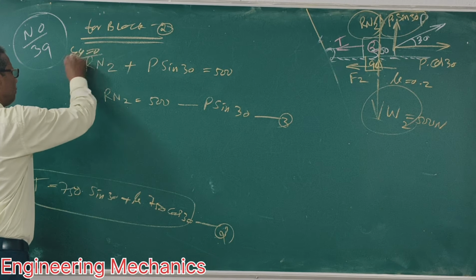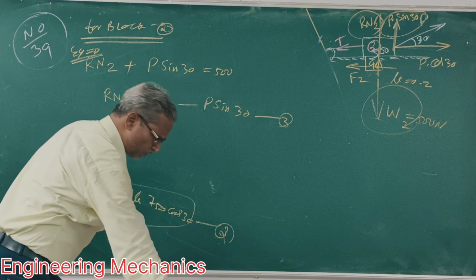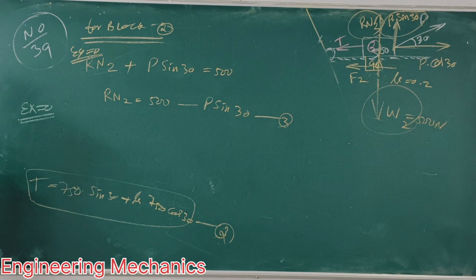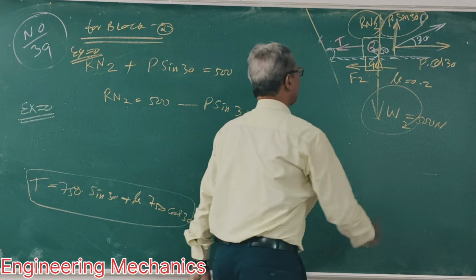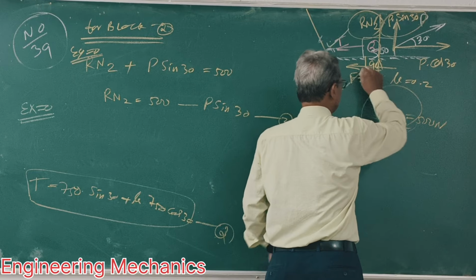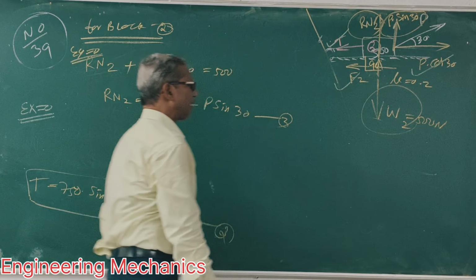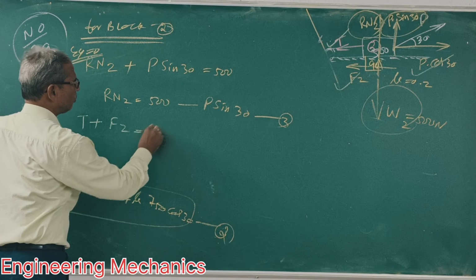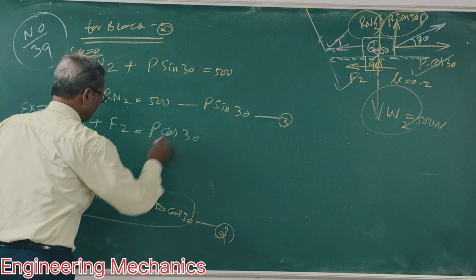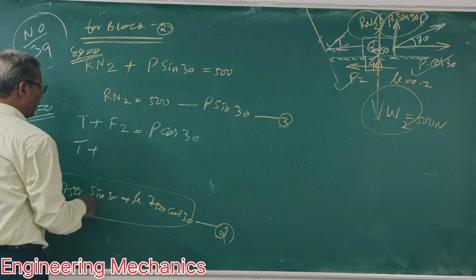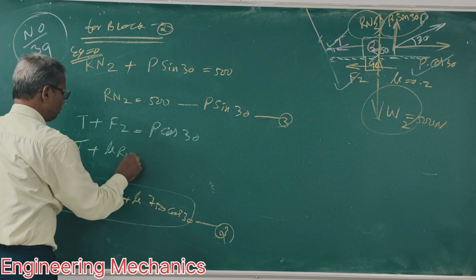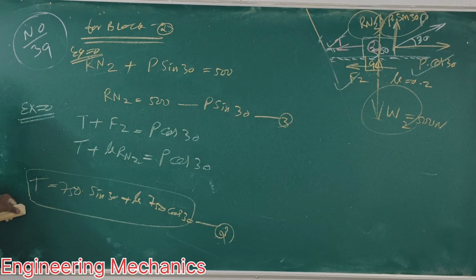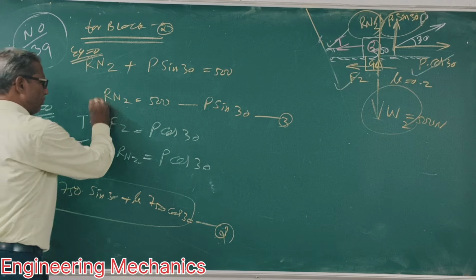Now make summation x is 0. What is summation x? This plus this is equal to this. Clear? T plus F2 is equal to P cos 30. So T plus what is F2? Mu Rn2 is equal to P cos 30. Clear? Put the value of Rn2 here.